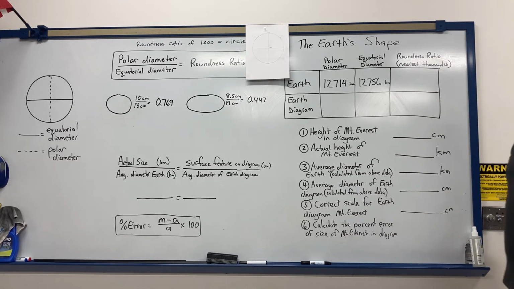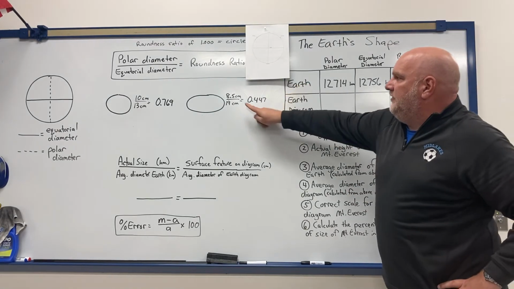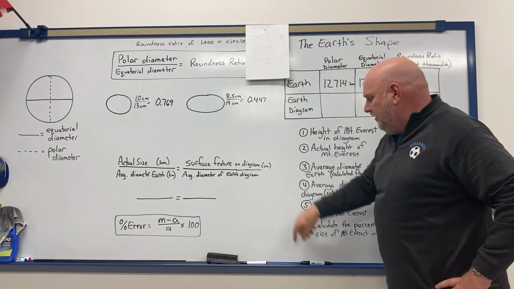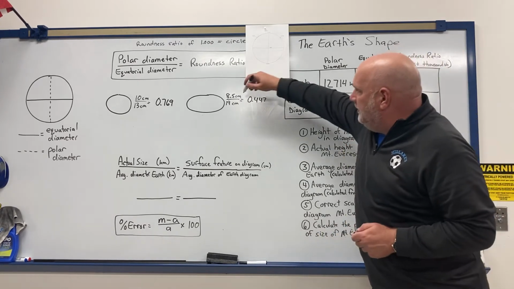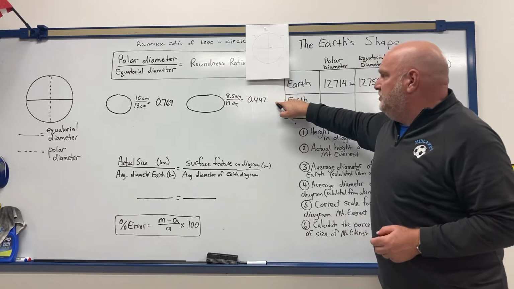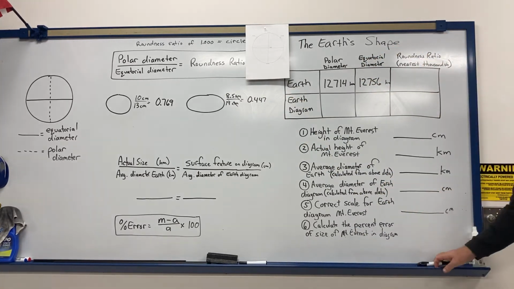Now notice, one thing I forgot to mention, there are no units on roundness ratio because I'm taking centimeters divided by centimeters. The centimeters, when you divide them, cancel each other out. So it's just a number. There are no units on roundness ratio. I'll give you a little bit of time to do that.